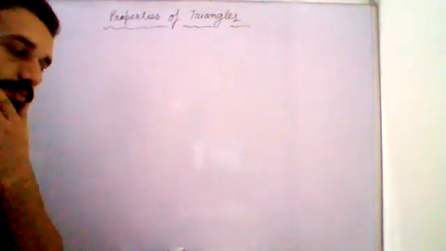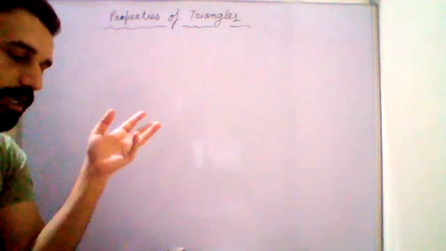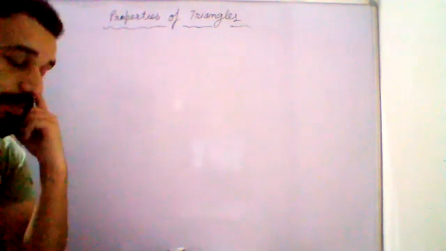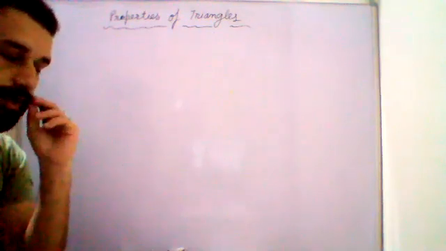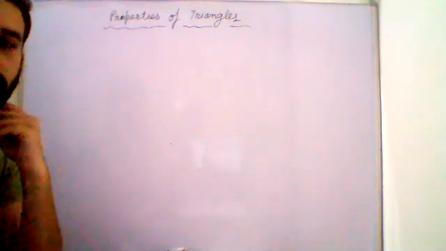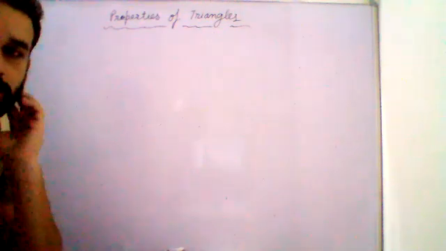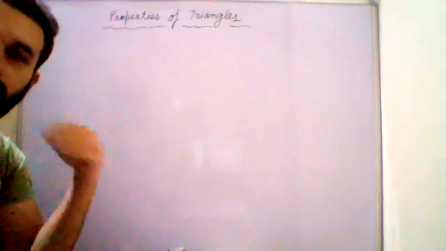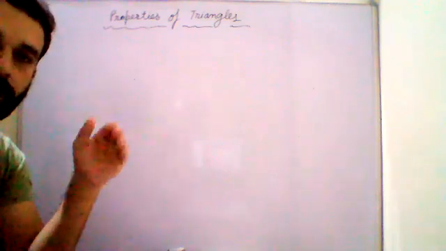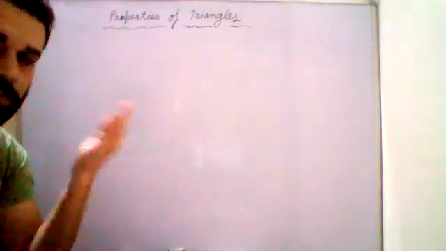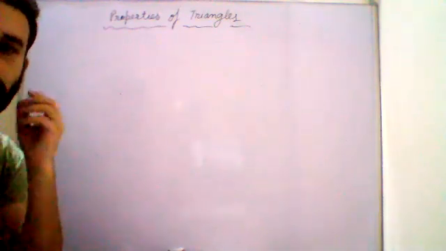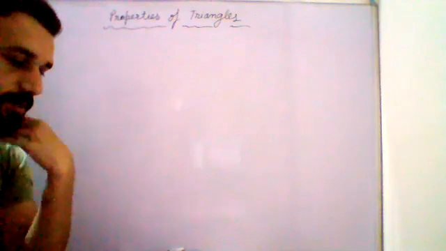Fourth part, all angles more than 60. Can we have a triangle in which all the angles are more than 60? No. If all the angles are more than 60, then the sum will go above 180. Sum क्या होगा? 180 के ऊपर चला जाएगा. Is it possible to have sum more than 180 in a triangle? No. So the answer is no.